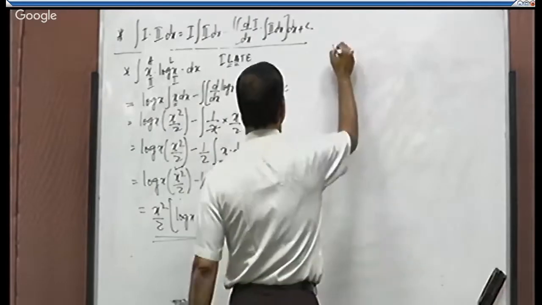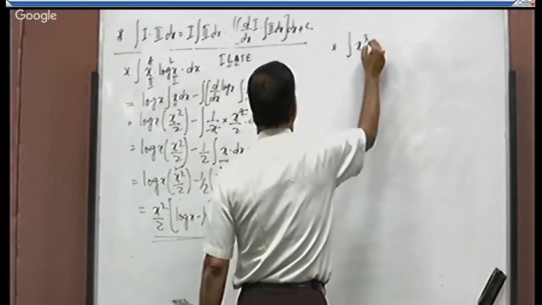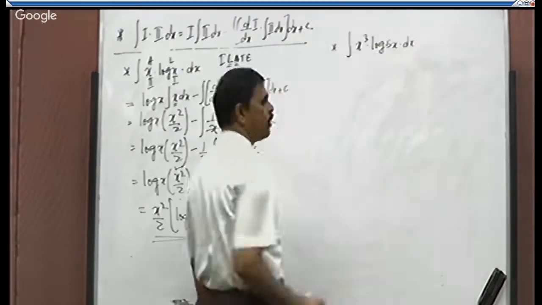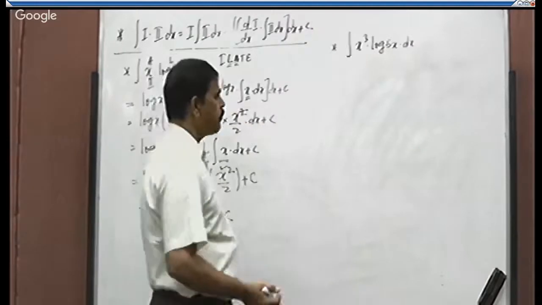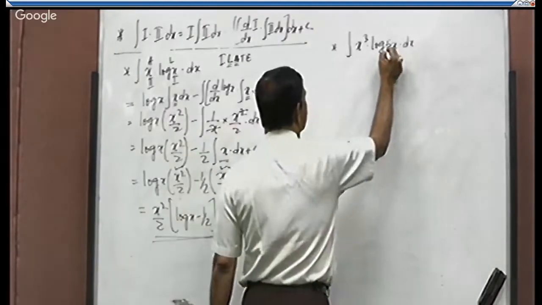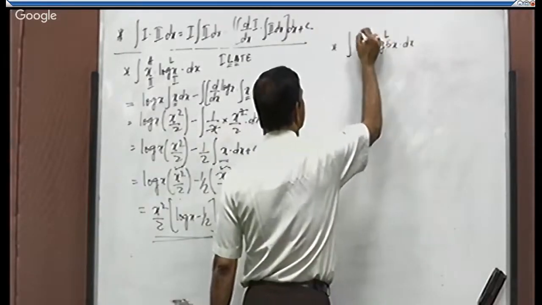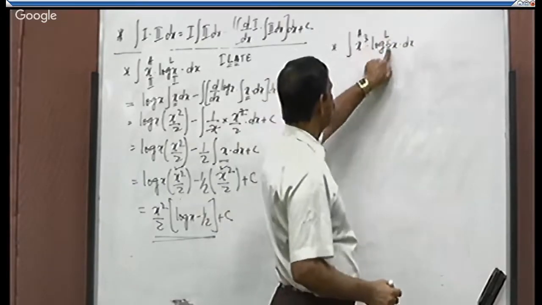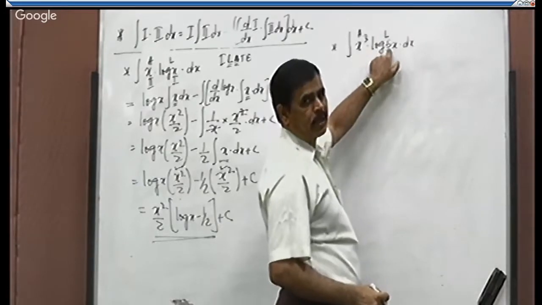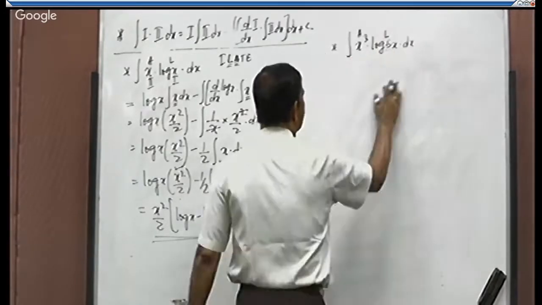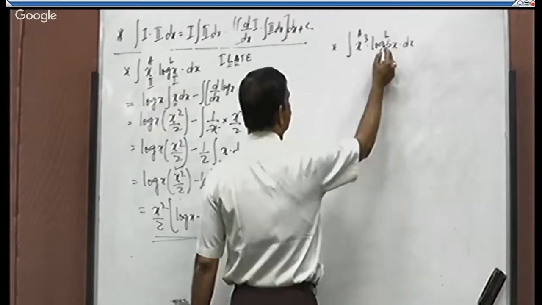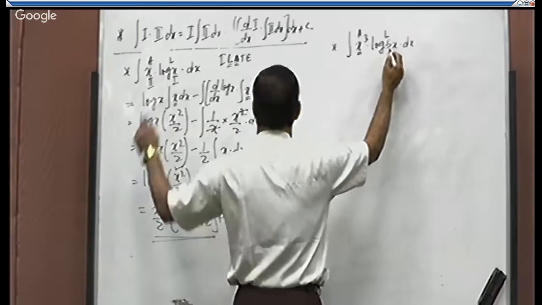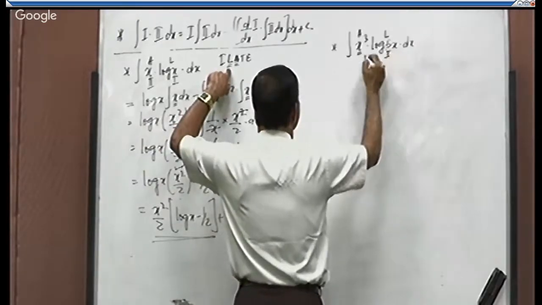Next one, integration of x cube into log 5x. You can take any power of x and the log of any multiple of x. That is logarithmic, this is algebraic. Here you can take any power, here also you can take any number 5, 6, 7, 8. It will be in the same way, algebraic and logarithmic. So which comes first? Logarithmic first, algebraic second.